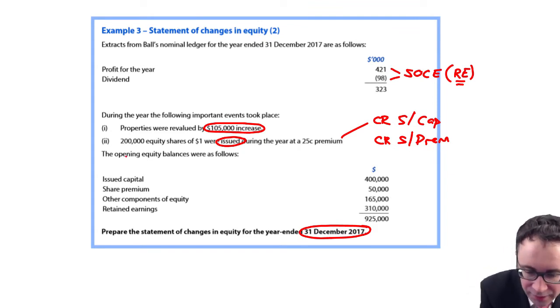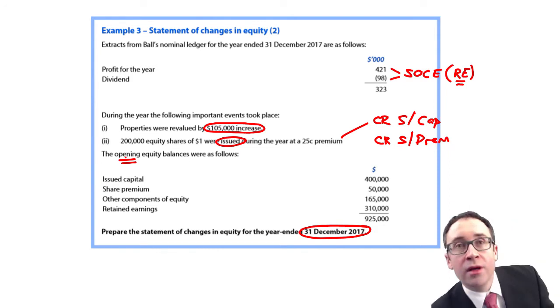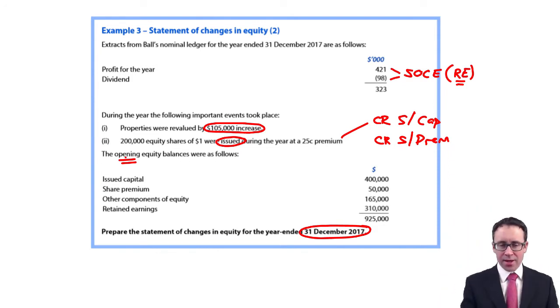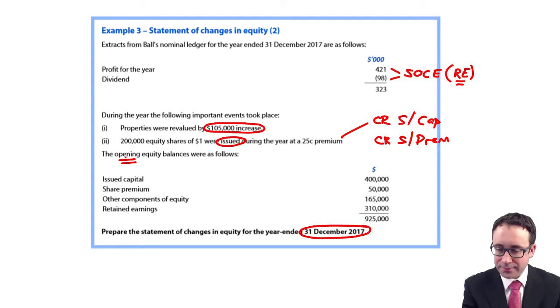And then the most important bit, I think, at the start, is getting the opening balances. They're usually pretty straightforward, so easy to get within the exam. You've got those opening balances, which is effectively giving you the headings that you need for your statement of changes in equity. So you can see there: issued share capital, share premium, other components of equity, and your retained earnings. Okay, so let's put it up.